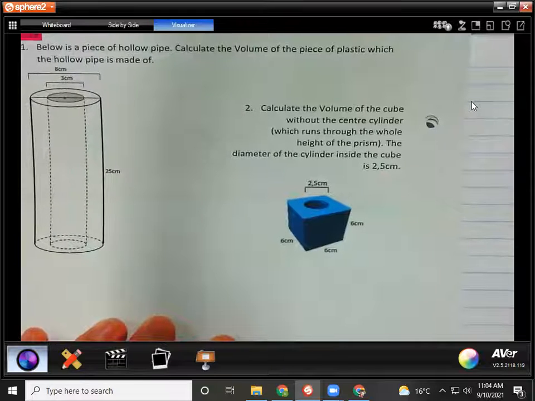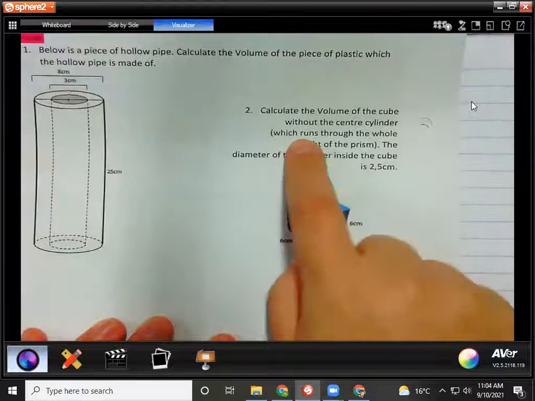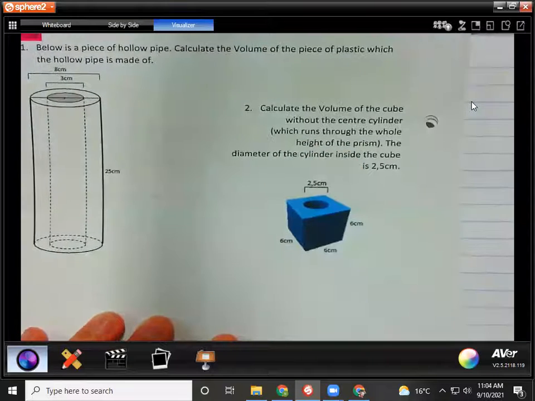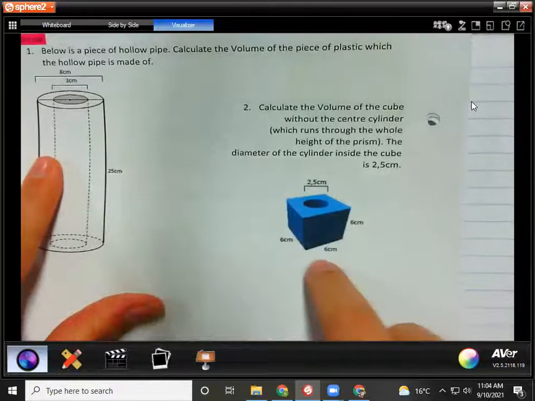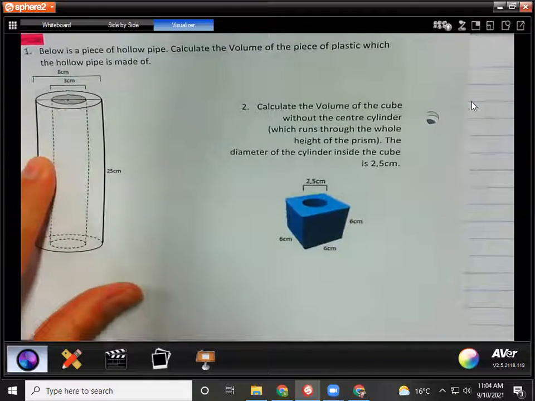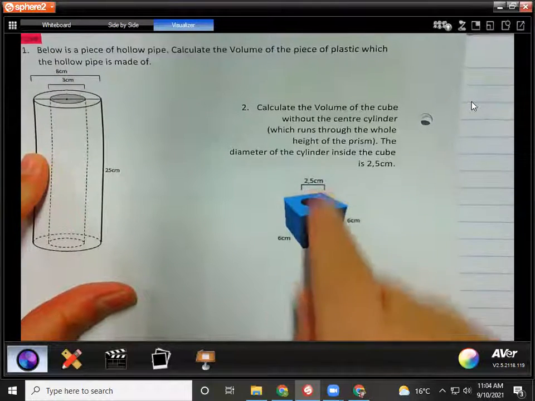Yes, Eve? They said it in the question, which runs through the whole height of the prism. Okay, so there we're going to take the volume of the cube, which is 6 cubed, or you can say 6 times 6 times 6, it's the same thing, minus pi times radius.